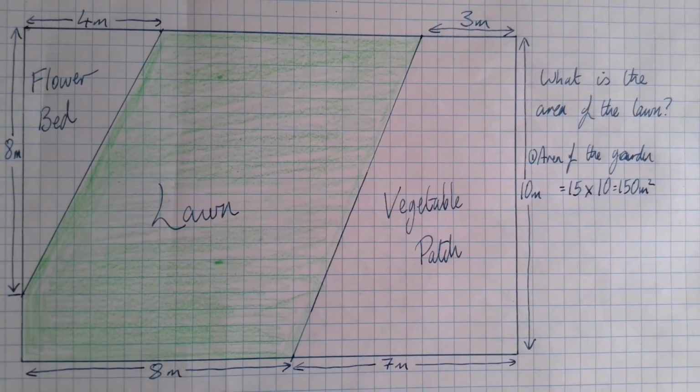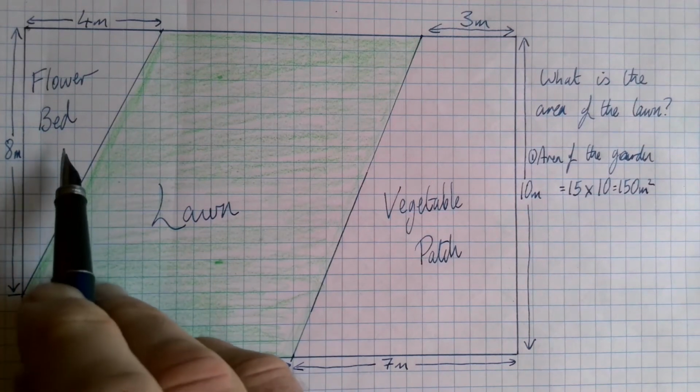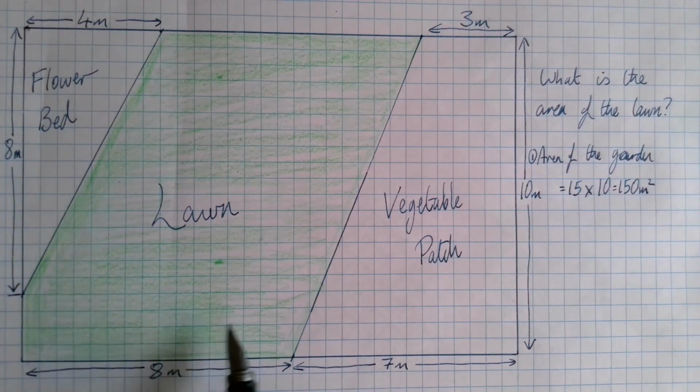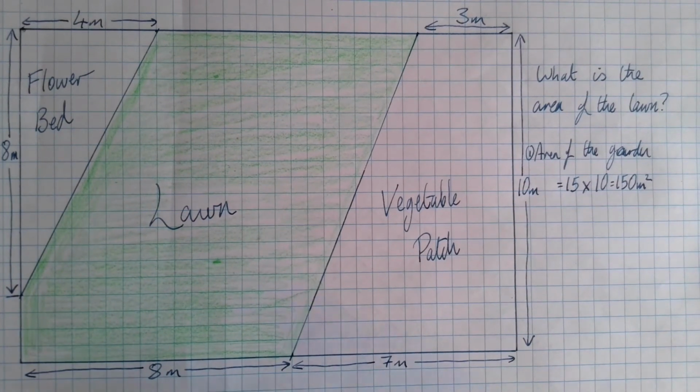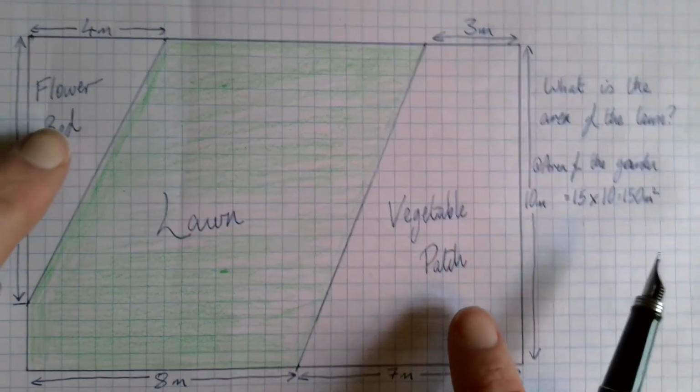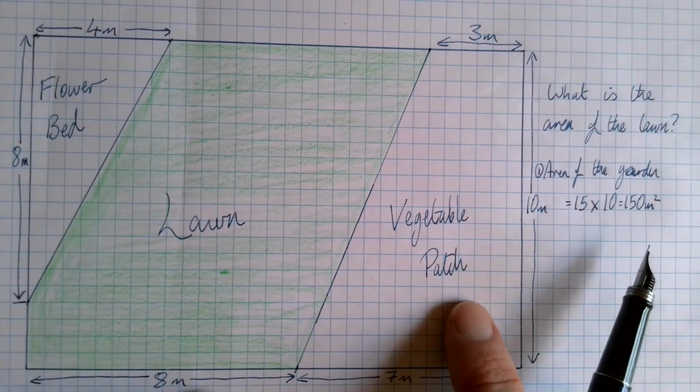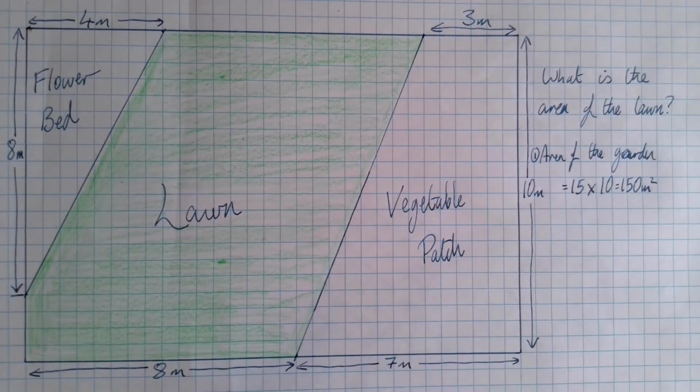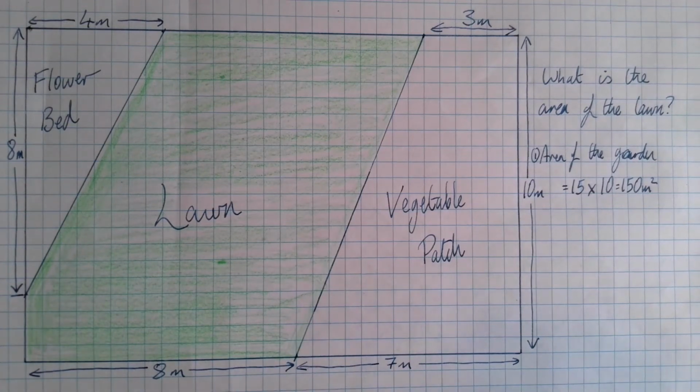Now, if I can work out the area of the flower bed and the area of the vegetable patch, add those together and then take it away from 150, what I have left could be this. And sometimes in exam questions you can have really horrible shapes. You think, I've got no way of working it out. You don't have to. You work out all the easy ones that you can do and take them away, and what you're left with is what you want.